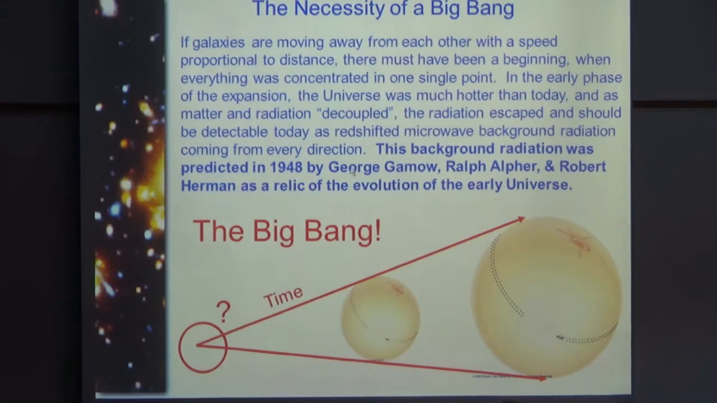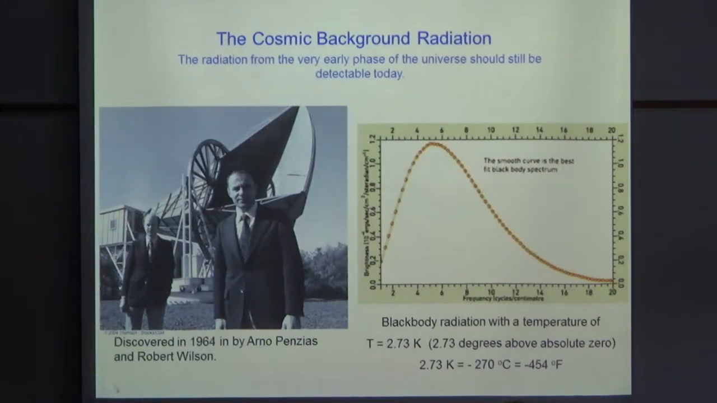On top of it, there was a fellow named George Gamow, Ralph Alpher, and Hans Bethe, and Robert Herman also realized that if the universe was initially in a very small condensed state, it was extremely hot, and that light from that heated state should still be in the universe today, and it should be extremely redshifted, into the microwave region of the electromagnetic spectrum.